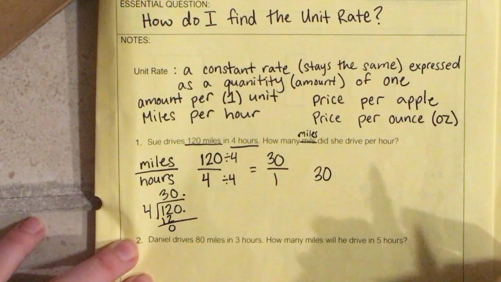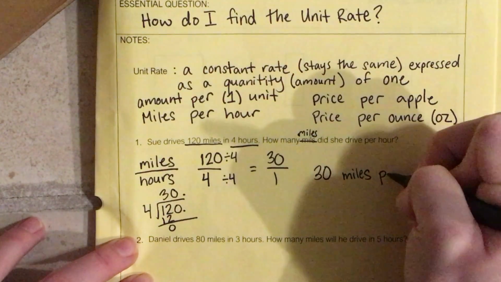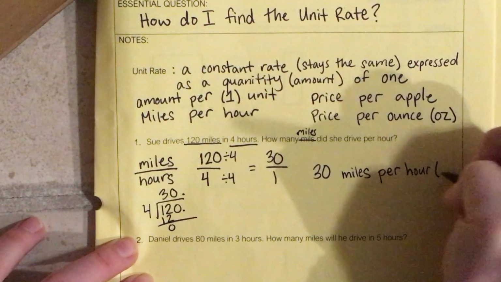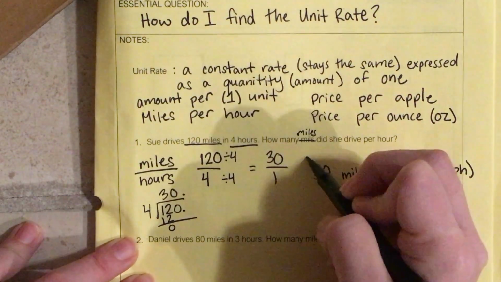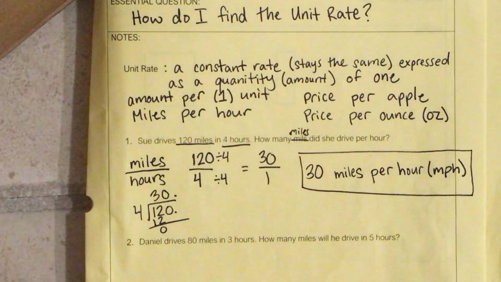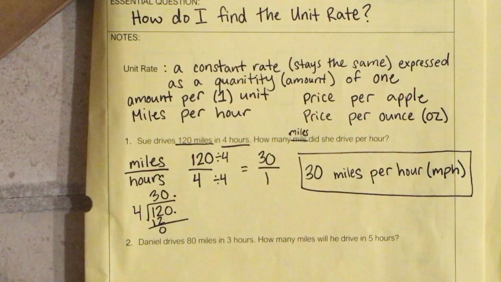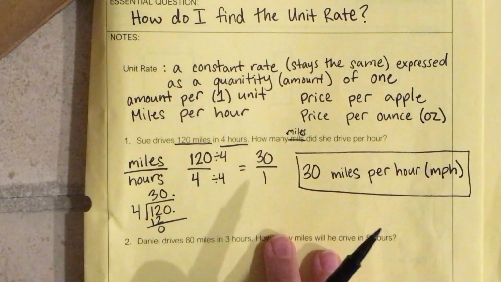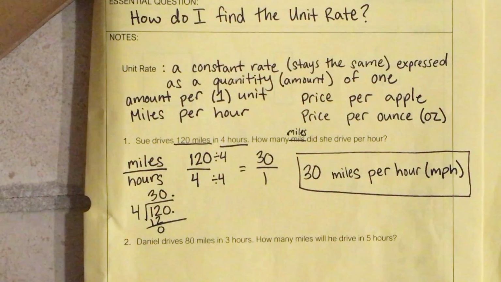So Sue is driving 30 miles per hour, which we can simplify to mph. If you wanted to write miles per hour as mph, that is fine. Or you can write the whole thing out. Alrighty, awesome. So at this point, you should know how to find a unit rate. This one's talking about miles per hour.